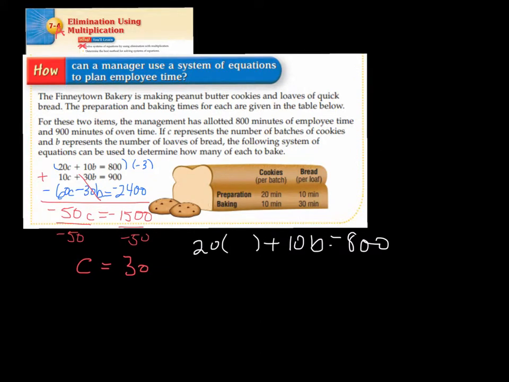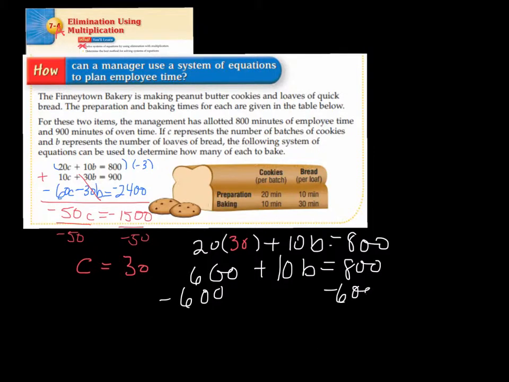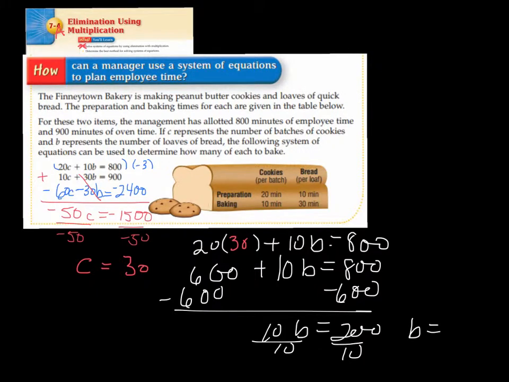And to get b, then, we can substitute back into the first equation. 20 times 30 plus 10b equals 800. So that's going to be 600 plus 10b equals 800. Subtract 600 from both sides of the equation. 10b is 200. If we divide by 10, I get b is 2.